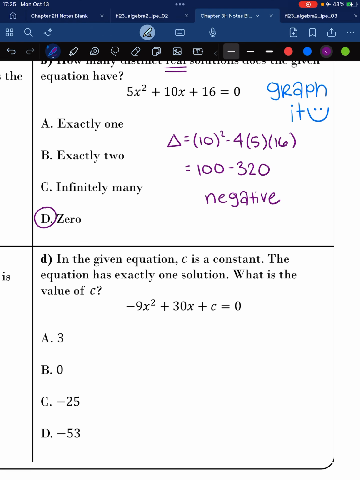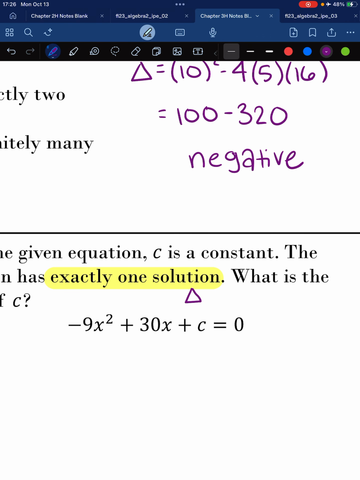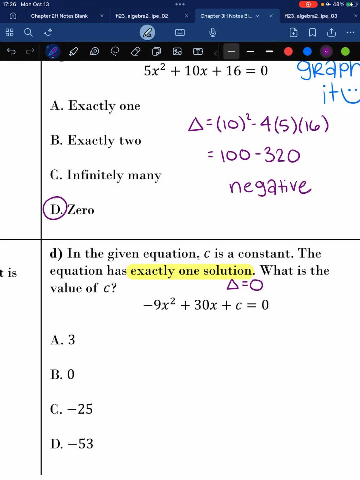Okay, and D, we're going to kind of do the same thing. Maybe I don't know exactly how to solve it, but I can trust the process. So in the given equation, C is a constant. The equation has exactly one solution. Okay, so exactly one solution. It's talking about the number of solutions, not the actual solution. So look at the difference between C and D. C gave me a solution answer. D is just talking about in general. So in general, one solution means the discriminant equals 0, which means let's go ahead and set up the discriminant and hopefully we can solve for C.